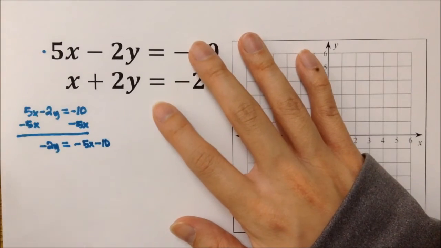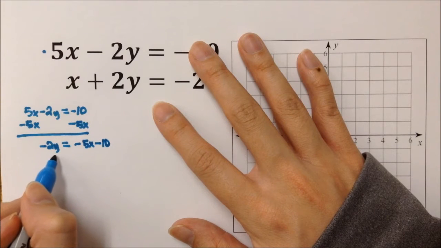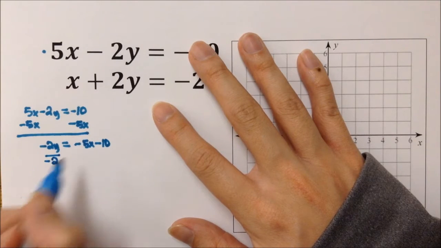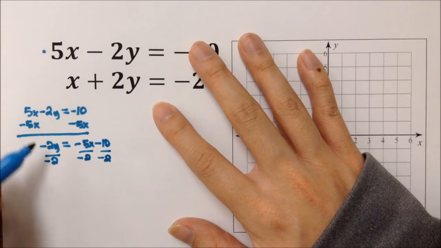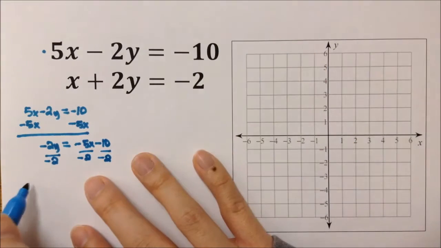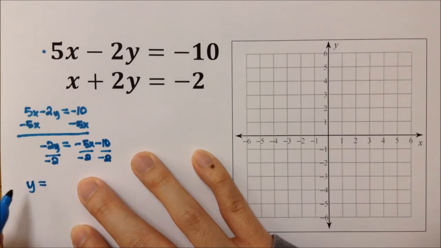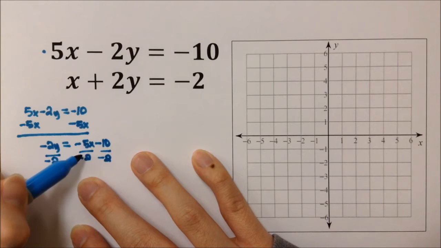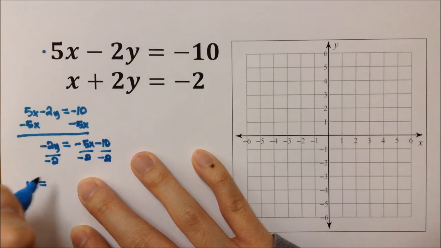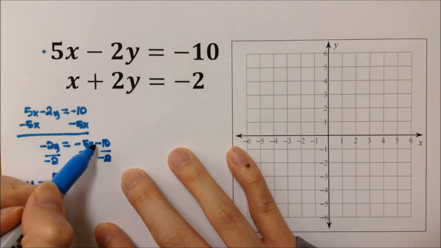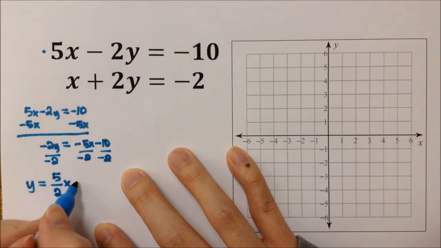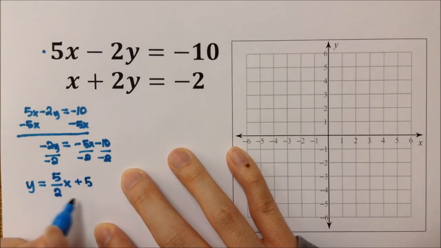So when we have that and I want to get y by itself, I'm going to divide everything by negative 2. So negative 2 here, negative 2 here, and negative 2 here. So when I divide that, we're just going to have y equal to negative 5 divided by negative 2, which becomes a positive 5 over 2x, and then negative 10 divided by negative 2 will simply become a positive 5. So here's our first slope-intercept.